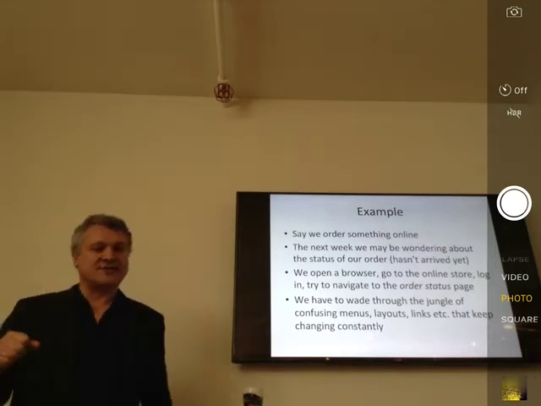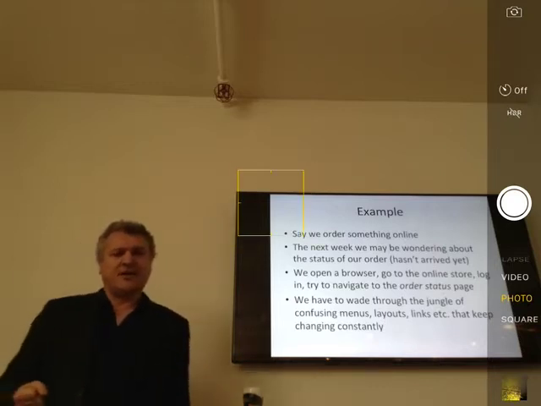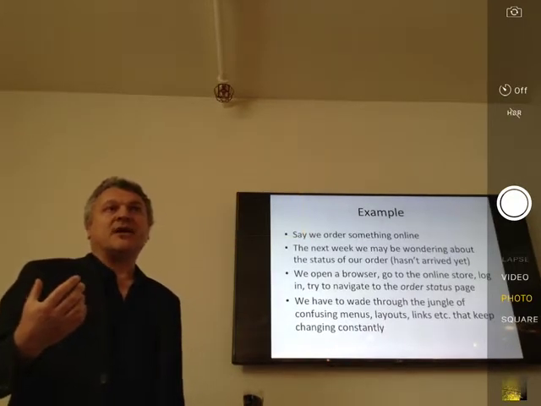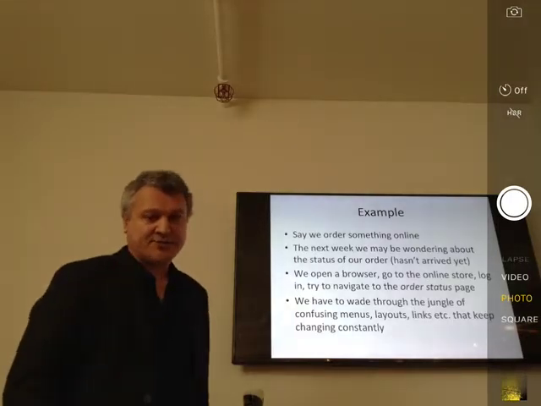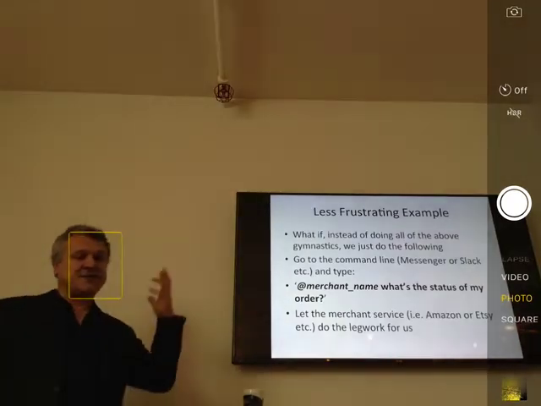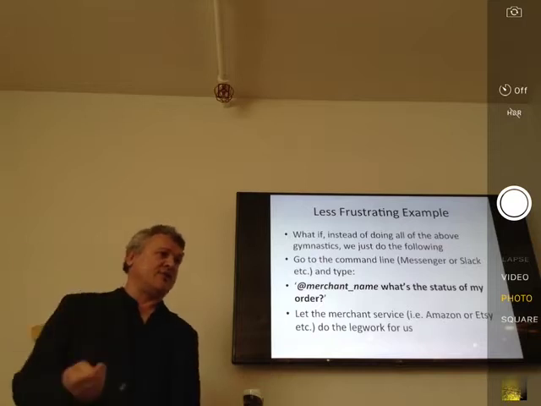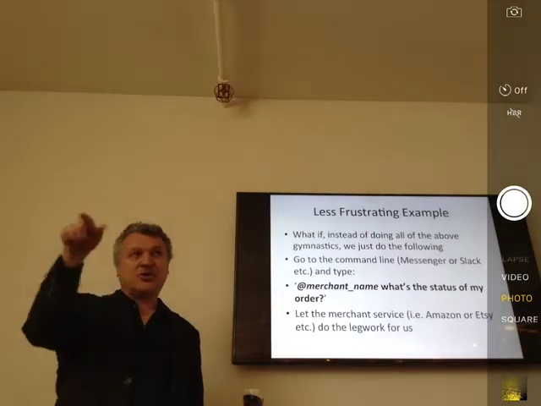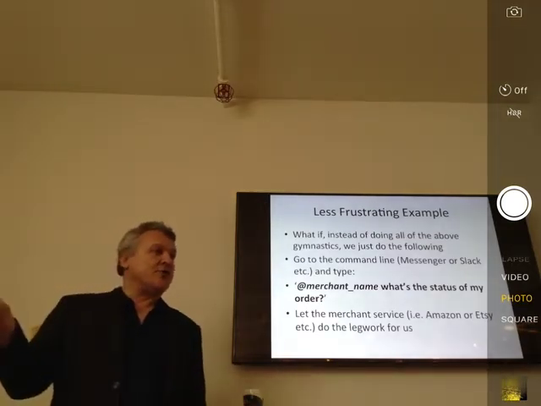There are millions of menus, this and that. A jungle of layouts and links, and it keeps changing all the time. Basically, we are trying to get to the answer to that simple question: what's the status of the order? This is the current situation. But a less frustrating example would be, instead of doing all the gymnastics and acrobatics, we just go to the command line. For example, if you're using Slack or Facebook Messenger, we just type @ and the merchant name, whether Amazon, Etsy, or eBay: what's the status of my order?